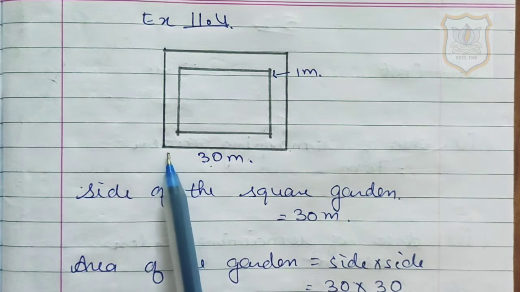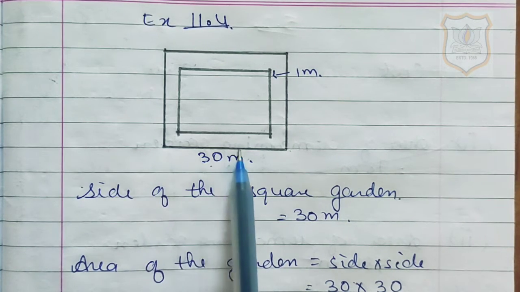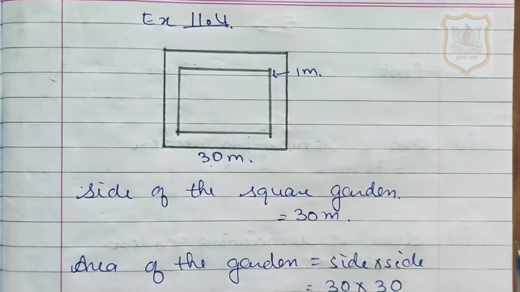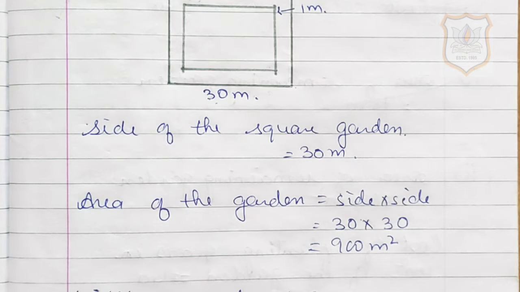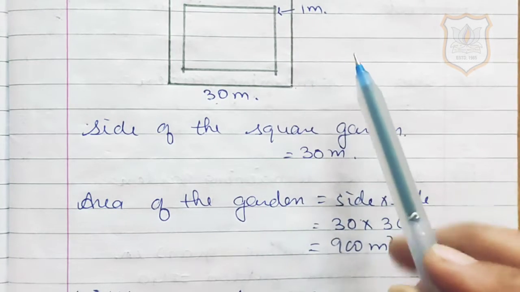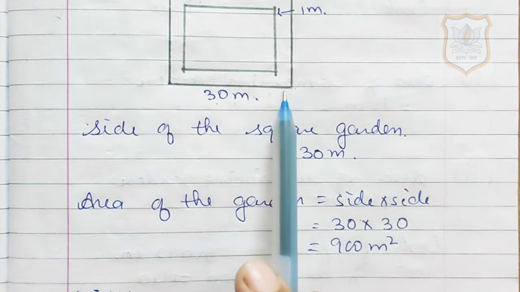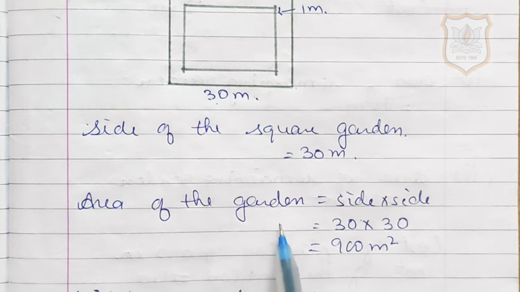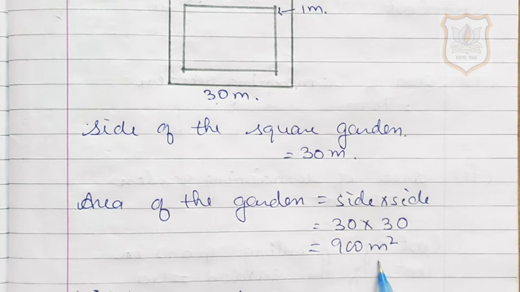So here students, as it's given in the question that the side of the square garden is 30 meter, and to find out the area of the path, first we will find out the area of the square garden. Area of the garden equals side into side, that is 30 into 30, that is 900 meter square.